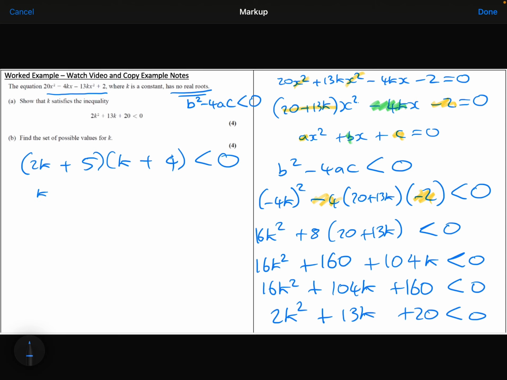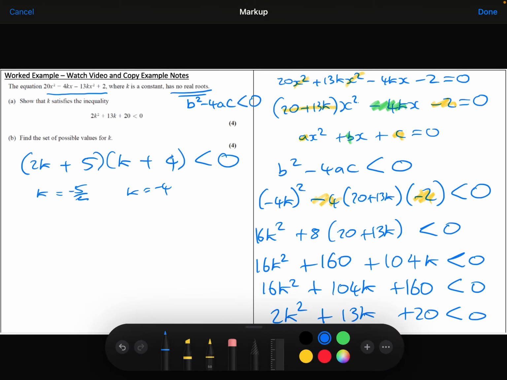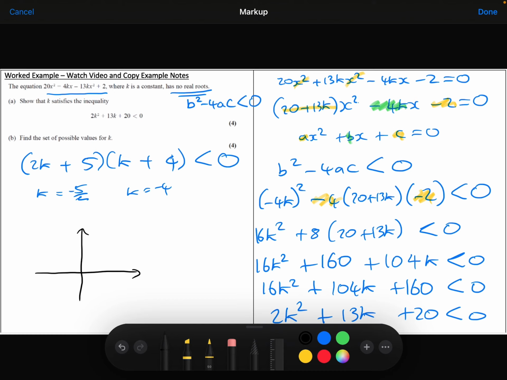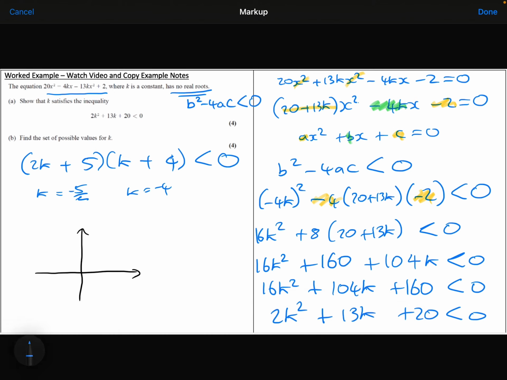So k is equal to minus 5 over 2, or k is minus 4. Those are the 2 roots of this quadratic. Let me draw a little sketch. So minus 4 is here, minus 2.5 is here. So my quadratic is going to look like this.